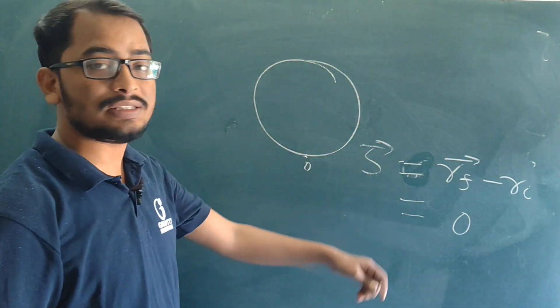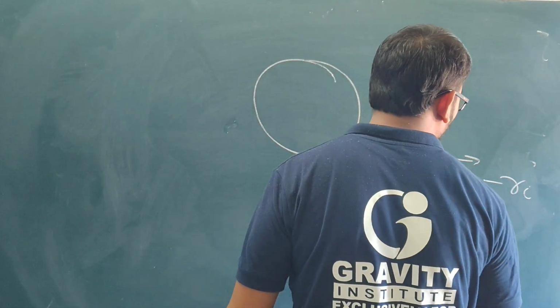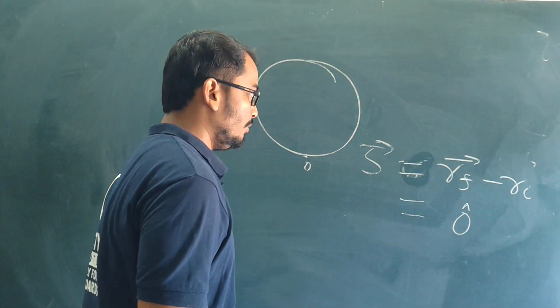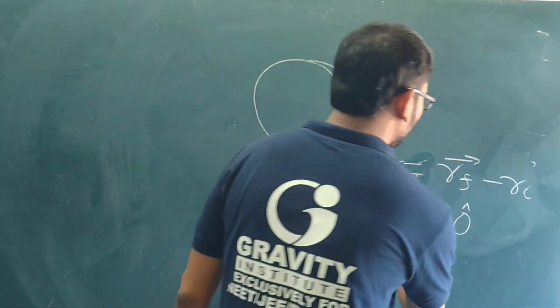But we cannot represent a vector as equal to 0. We have to put a null vector. We use the null vector; we cannot put a vector equal to 0.